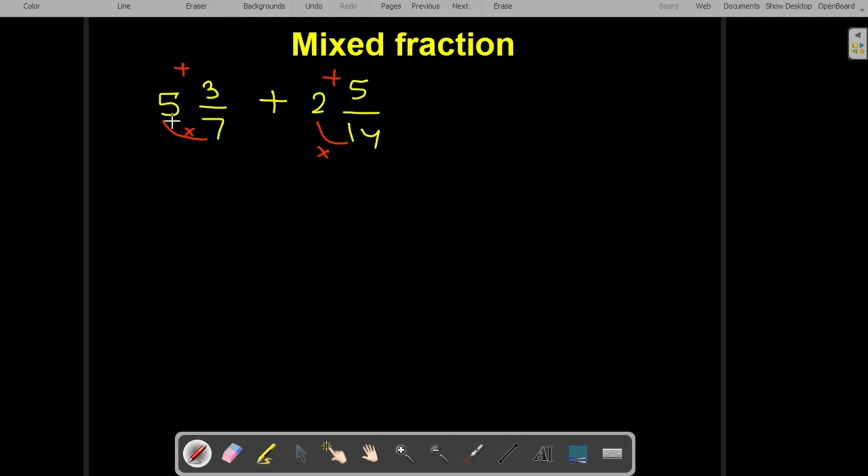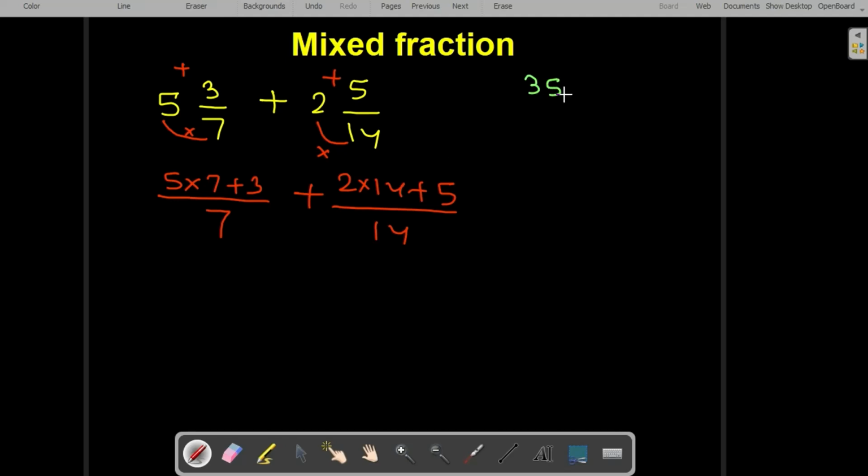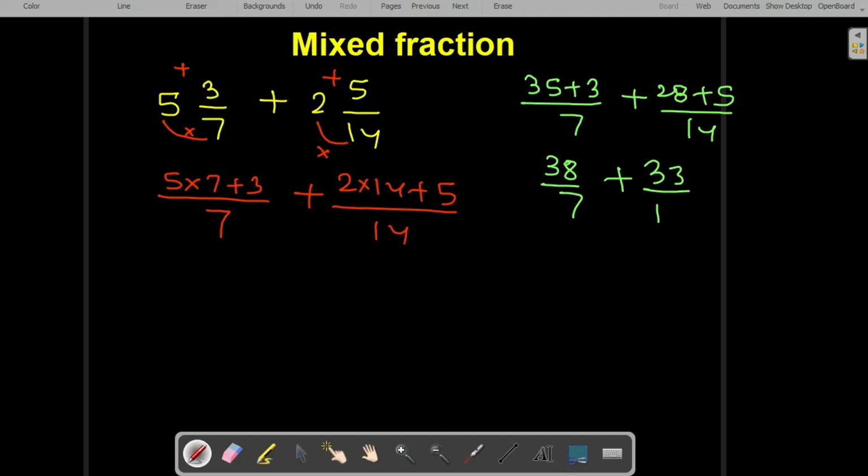Okay, so let's start. 5 into 7, 35. I'm writing here for you, 5 into 7 plus 3, one step. Now 2 into 14 plus 5 upon 14. In this way we can do it. 5 into 7, 35 plus 3 upon 7, plus 14 into 2 is 28, so 28 plus 5 upon 14. Now 38 upon 7, 33 upon 14.